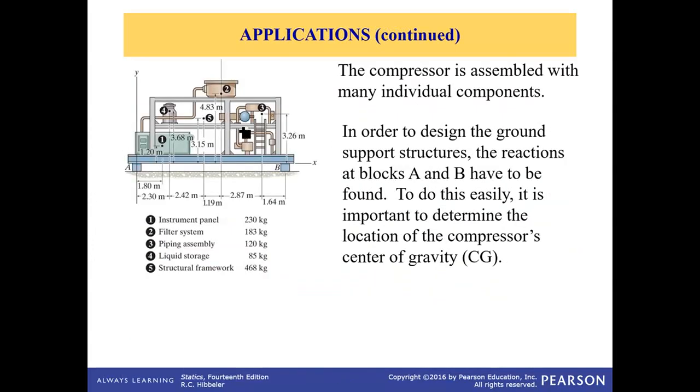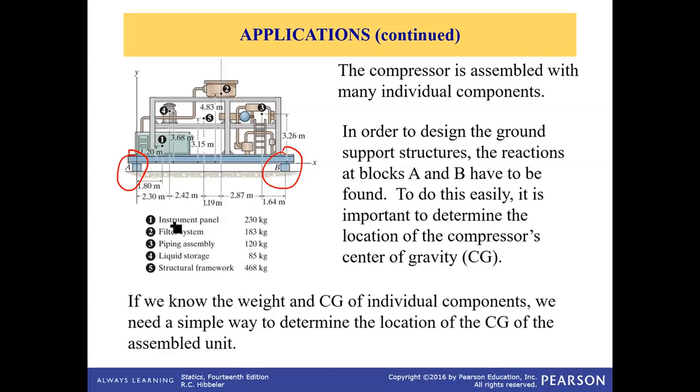The compressor assembly shown here is made up of many individual parts. Now, in order to properly design the supports at A and B, we would like to calculate the support reactions, and that's only possible when we calculate the centroid or the center of gravity for this entire assembly. One way to do that is if we know the weights of individual components, such as 1, 2, 3, 4, 5 here, and we can find the centroid of all these individual components relative to one coordinate system, x0, y0 located here, and then apply the concept of composite body theory for centroid calculation, then we can solve this problem.